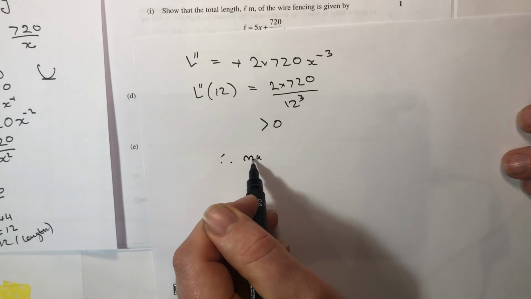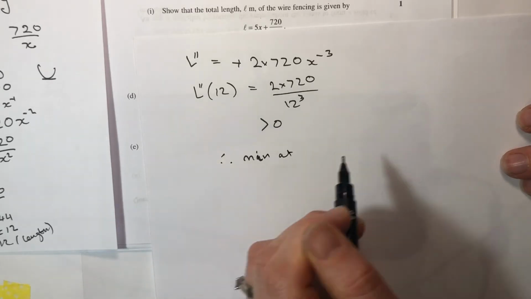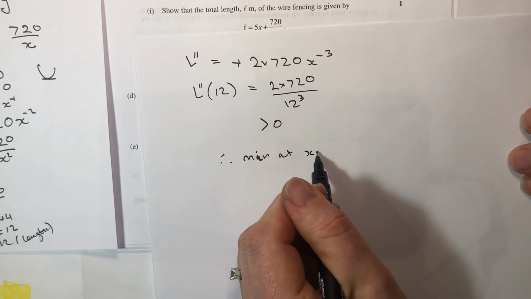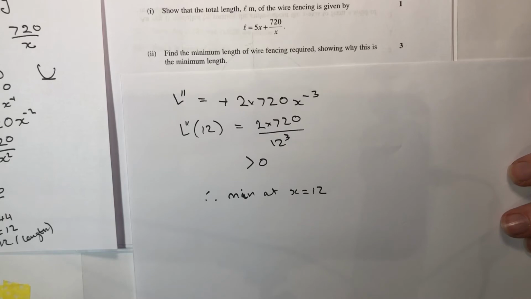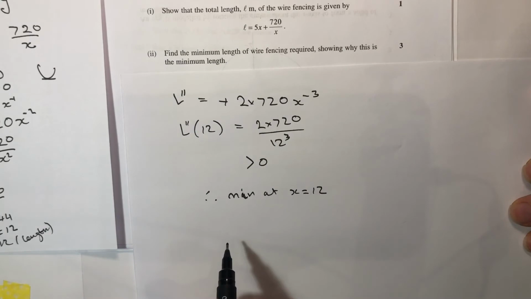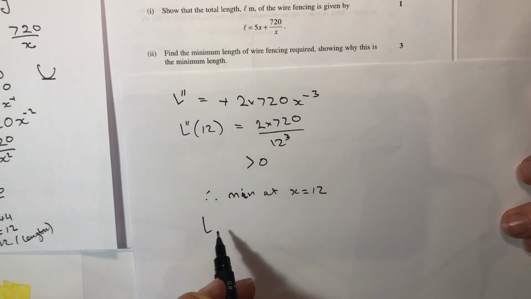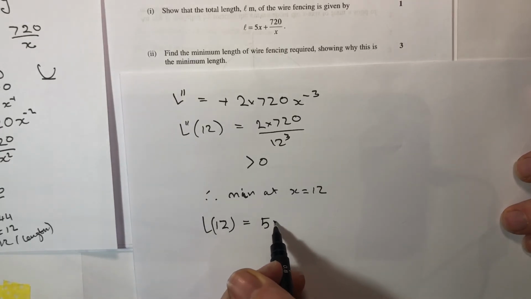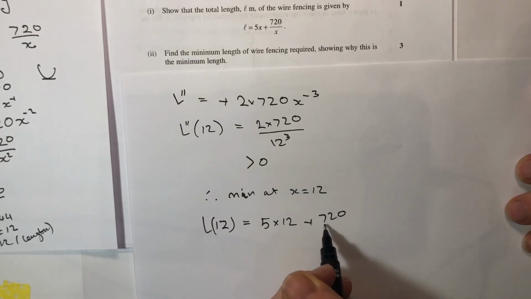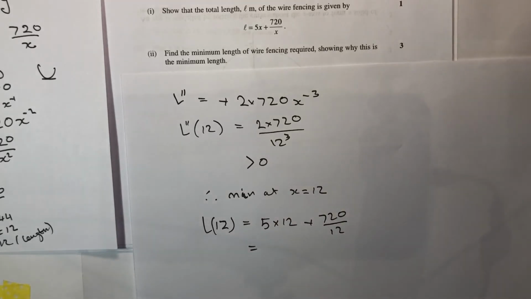Therefore, min at x equals 12. We've defined that it's definitely a min. We've got to verify, and we have to actually find the minimum length. It's always good to check whether you need just where the minimum length is, or what the minimum length is. That just means sub it back in to the formula. So the length at 12 is going to be 5 by 12 plus 720 on 12. Calculator work, 120 units, meters. Done.